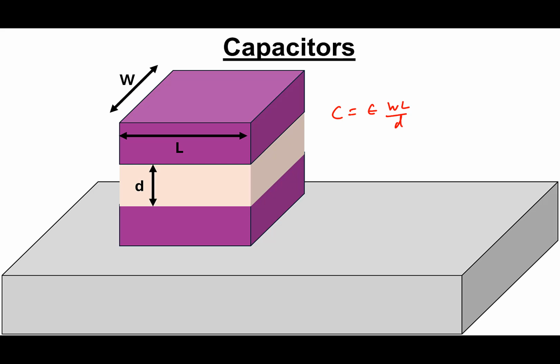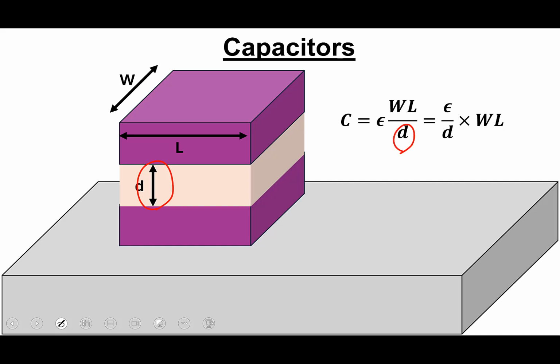Epsilon WL by D. So that's what will happen. And again, this vertical distance is not under your control. Epsilon is not under your control, so you take these two out. So we call this the unit capacitance, or CU. And what is the unit of this thing? Farad per meter square. A more practical unit is femtofarad per micrometer square. A good number for such MIM capacitors is that the unit cap can be a few femtofarads per micrometer square. Maybe 2 femtofarad, 1 femtofarad per micrometer square.